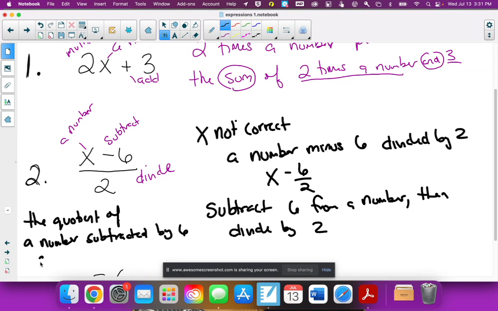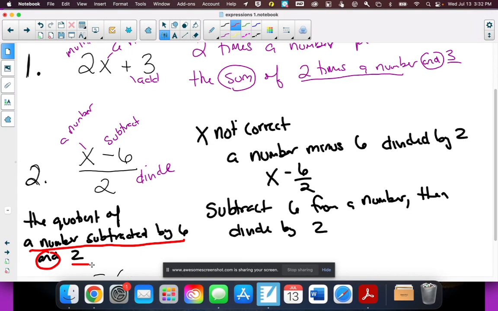For that same reason, if you have the word "and," remember that it separates your 2 pieces. Well, what are you actually dividing? A number subtracted by 6 and 2. So those are your 2 actual pieces that you're dividing. So a couple of different ways that you can write this.